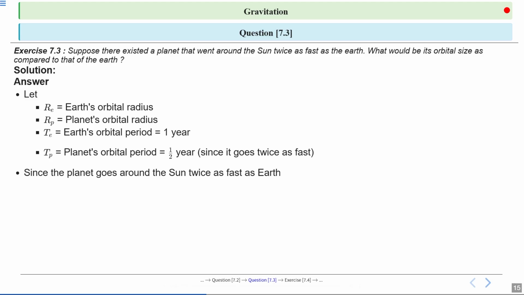Since the planet goes around the sun twice as fast as Earth, this means its orbital period is half of the Earth's orbital period. So mathematically, we express this relationship: Tp = 1/2 Te = 1/2 year.